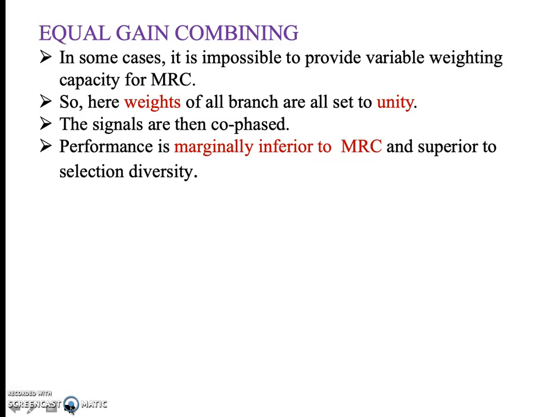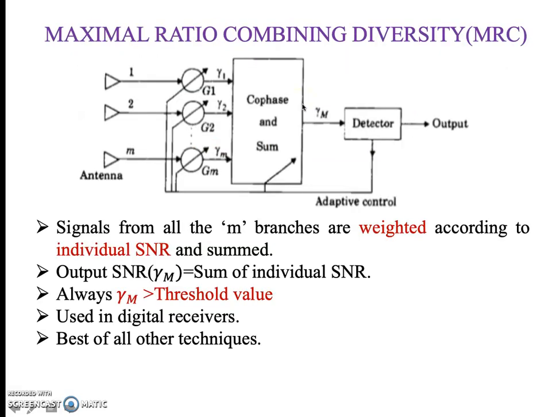And the last one is the equal gain combining technique. This equal gain combining technique is somewhat similar to the MRC technique. But the difference here is that the weights of all the branches are set to unity. So let's see the block diagram of MRC. So this is actually the feedback control.